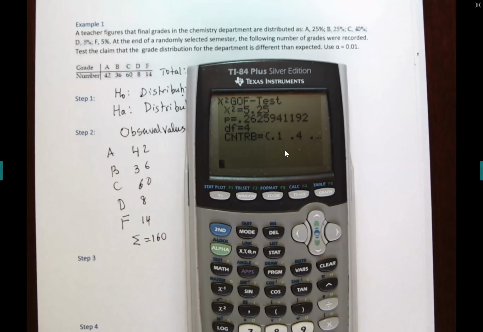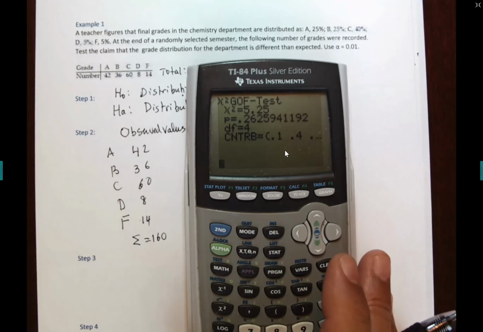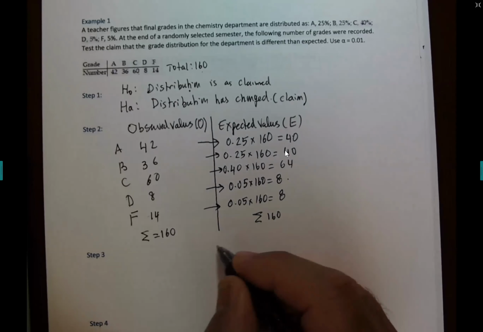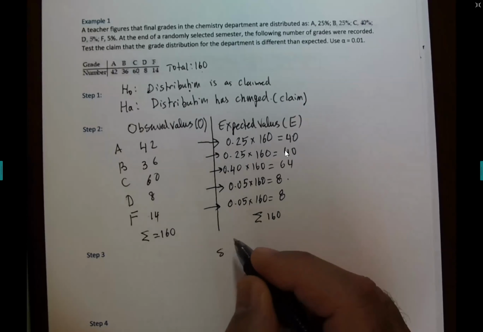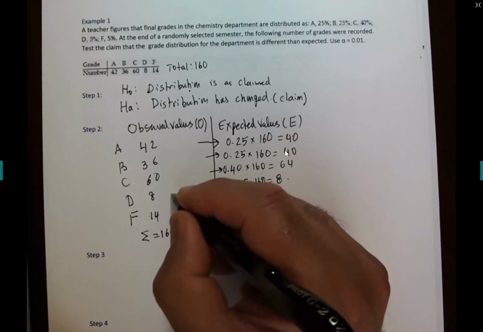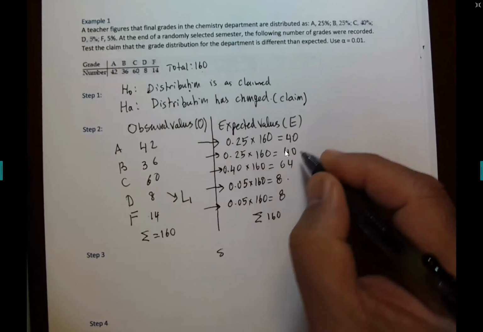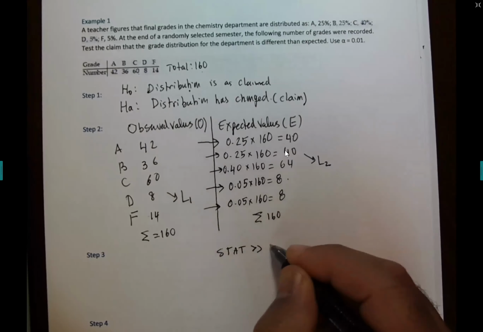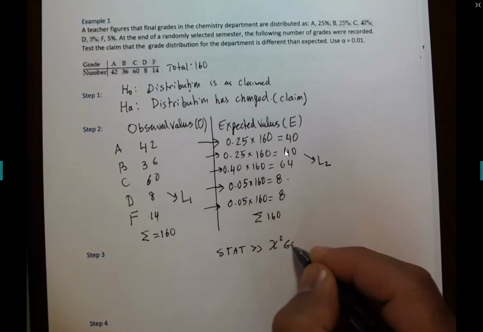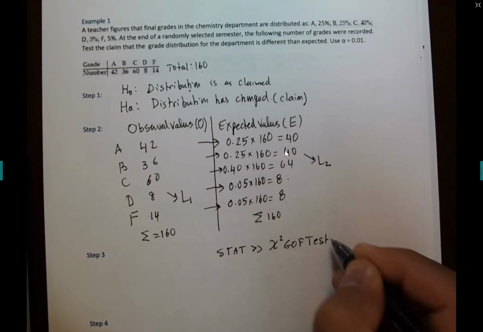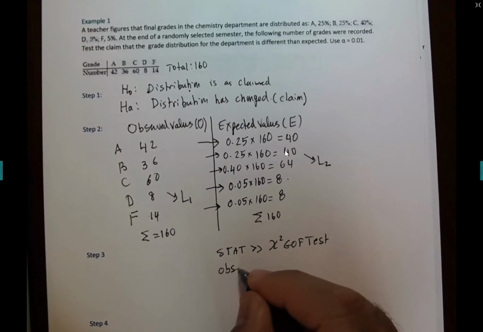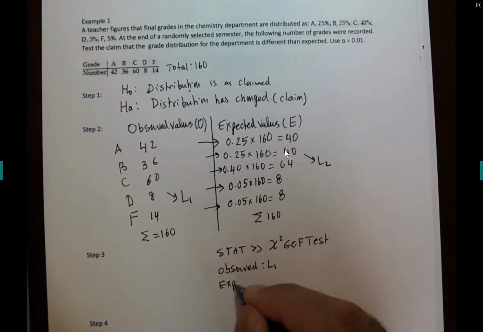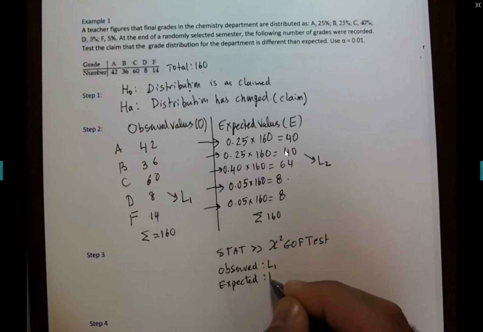Here's the test statistic. It's called chi-square, and the p-value. So I write down what I did. We put this in L1. We put that in L2. Then we went to STAT, and then we went to the chi-square GOF test. Observed, we're in L1. Expected values, we're in L2.